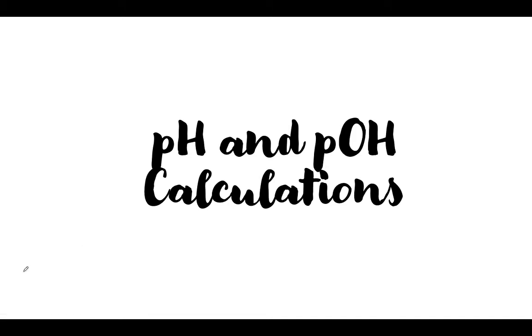Let's look at some pH and pOH calculations. Previously we learned about both acids and bases, and I'm going to recall here that a strong acid is one that ionizes completely to form H plus and A minus. HA is a generic acid, but if this is a strong acid, it's going to completely ionize to form H plus and A minus.